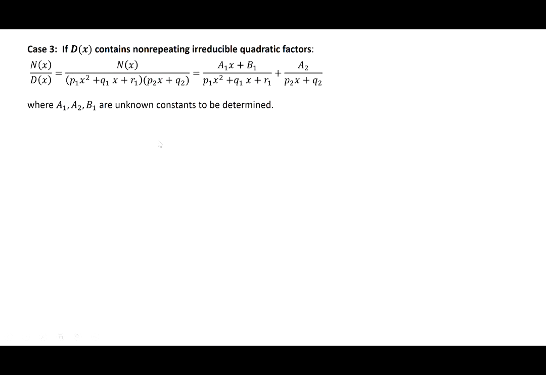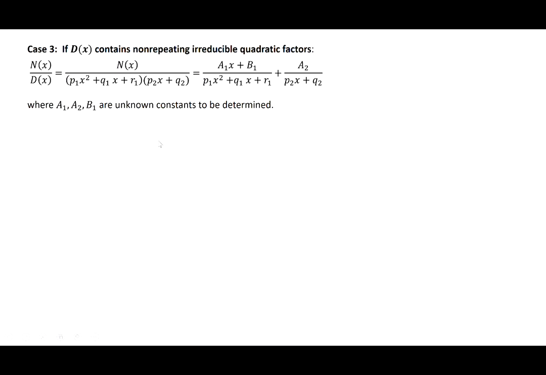Okay. Now, that brings us to case 3. I needed to establish all that background because case 3 involves things like that. What if the denominator contained irreducible quadratic factors that are non-repeating, meaning there are no squares or cubes of quadratics themselves? Okay, what happens in that case?